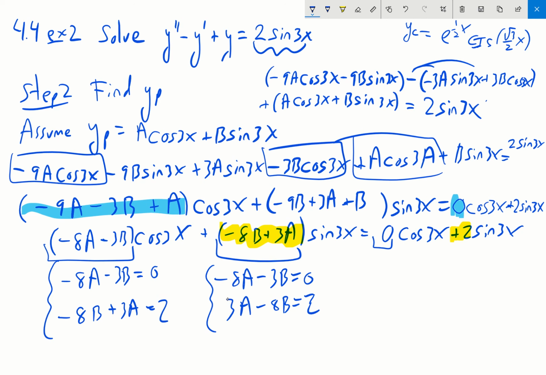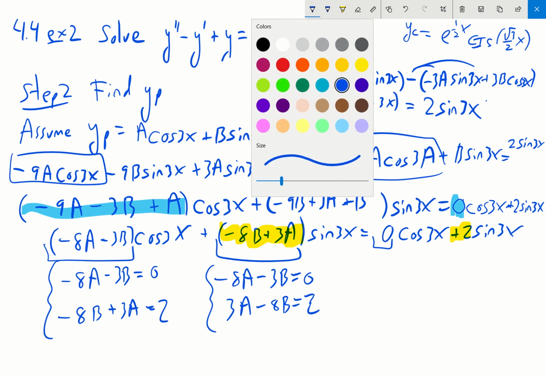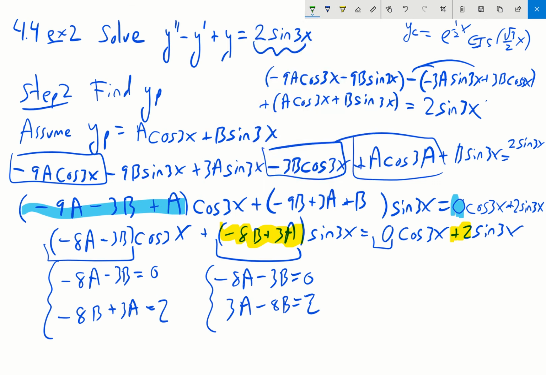We have two equations in two unknowns, right? Equation 1, equation 2, unknown variable a, unknown variable b. We can solve this one in particular using the elimination method. I need to get equal but opposite coefficients, so maybe I'll try to eliminate the a variable. If I want to eliminate a, then I want these coefficients to be equal but opposite.